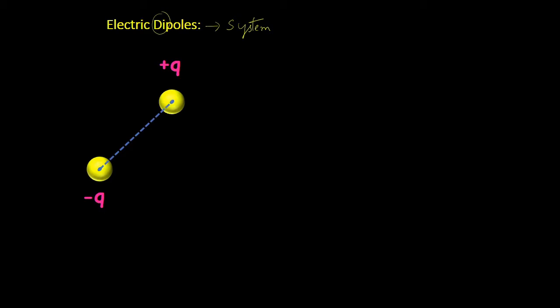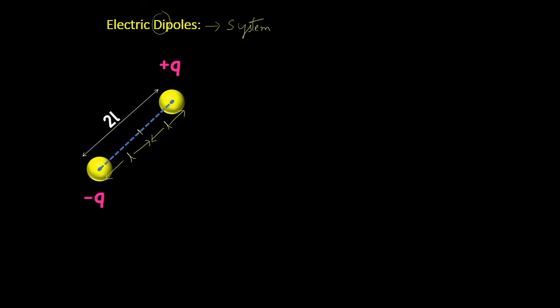Usually the separation is taken to be 2l. Why 2l? Because the distance is always measured from the center of the dipole. Each charge will be at a distance small l from the center. So the total distance between the charges will be 2l, and that is the separation between the poles of the dipole.